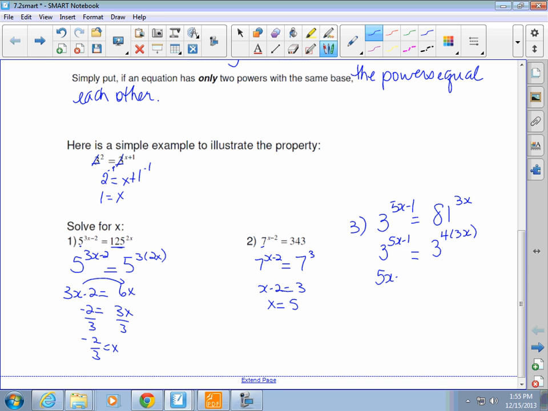So I have 5x minus 1 is equal to 12x. Bring over that 5, so I'll subtract 5. Negative 1 is equal to 7x. Divide by 7. So negative 1 over 7 equals x.